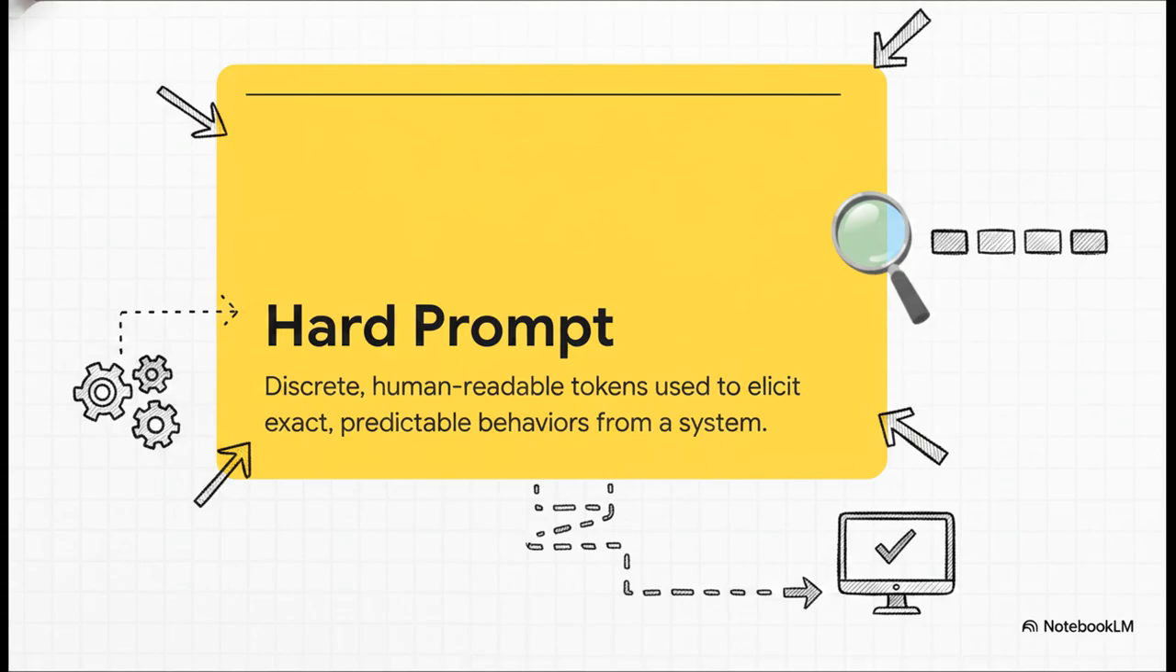And that brings us to what researchers call hard prompts. This is absolutely crucial. We have to use these to totally bypass ambiguity and engineer the exact outcome we want. Now, a hard prompt isn't just a vibe or some abstract mathematical concept. It is a strict sequence of discrete, human-readable words or rules. You're essentially forcing the system to operate on fixed, interpretable terms.